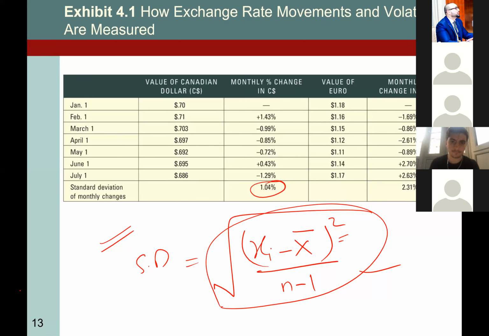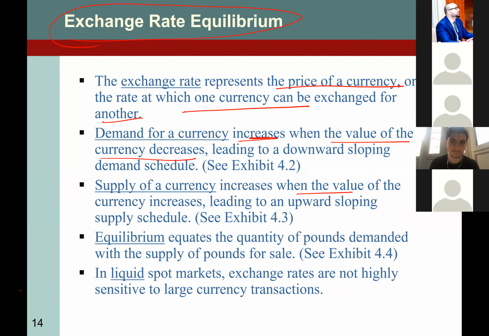So supply increases when the value of the currency increases. Now you understand what it means by the value of the currency? We're talking about the rate. So that leads to an upward sloping supply curve, and demand is downward sloping. And what does it mean by equilibrium? Equilibrium is that state or point where the demand and supply intersect with each other.